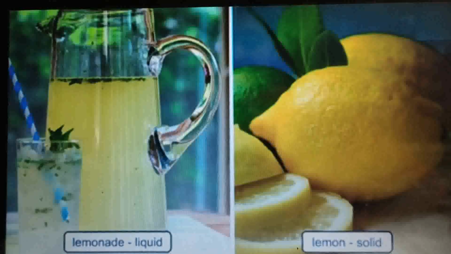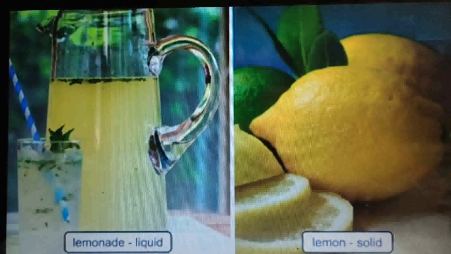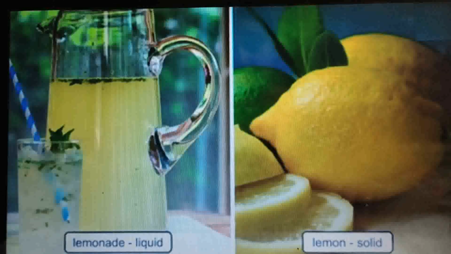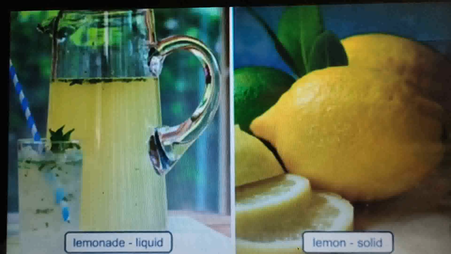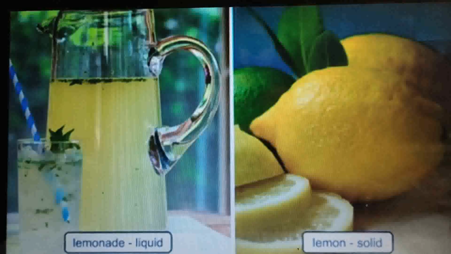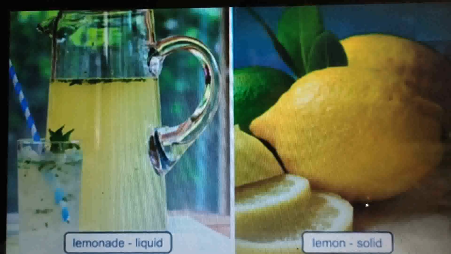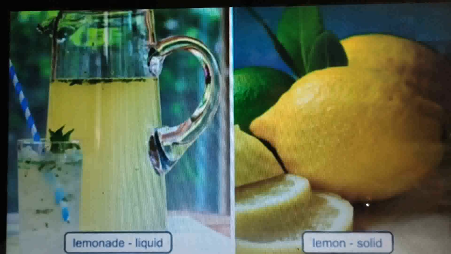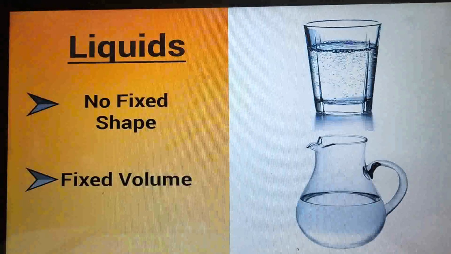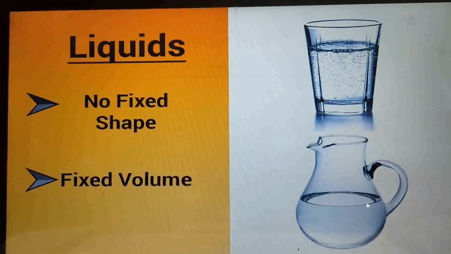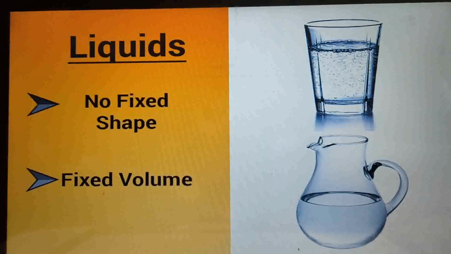Next, I have taken another example. We had discussed lemon. Lemon is a solid. Now I have made lemonade from that by adding water and lemon juice. Can you see the lemonade here? If it is kept in a glass, it takes the shape of the glass. If I keep it in a jug, it takes the shape of the jug. So this is called a liquid.